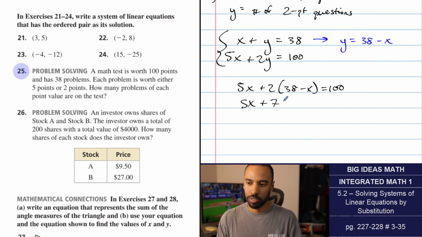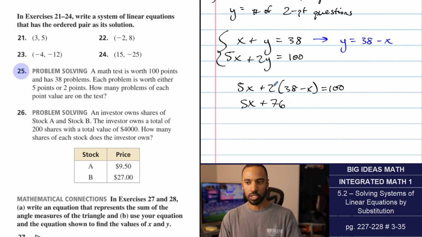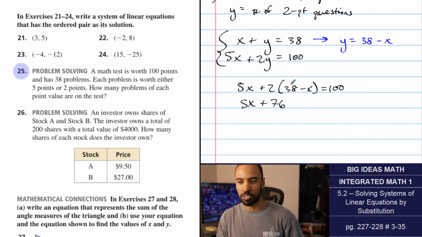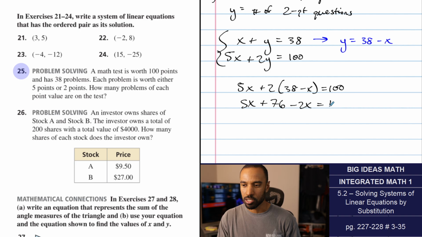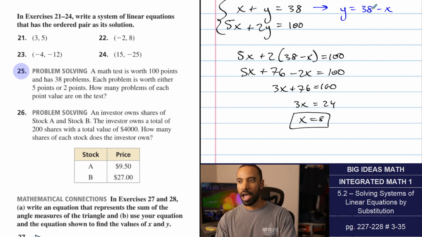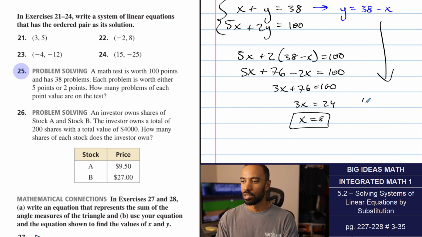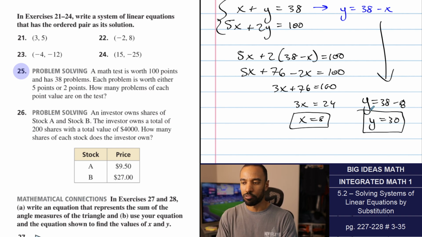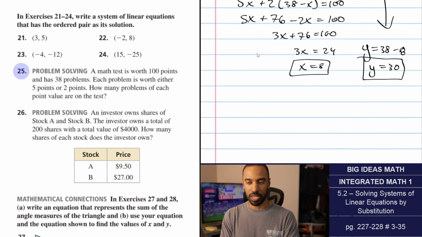And distribute. You can see I did it with the 2. I'd rather do 2 times 38 than 5 times 38. So minus 2x equals 100. 5x minus 2x is 3x. Subtract 76 from both sides, you get 24. That's a 3x there. 3x equals 24, and divided by 3, you get x equals 8. X equals 8. Y is 38 minus x. 38 minus 8, and that's 30. That means there are 8 questions worth 5 points each, and 30 questions worth 2 points each.